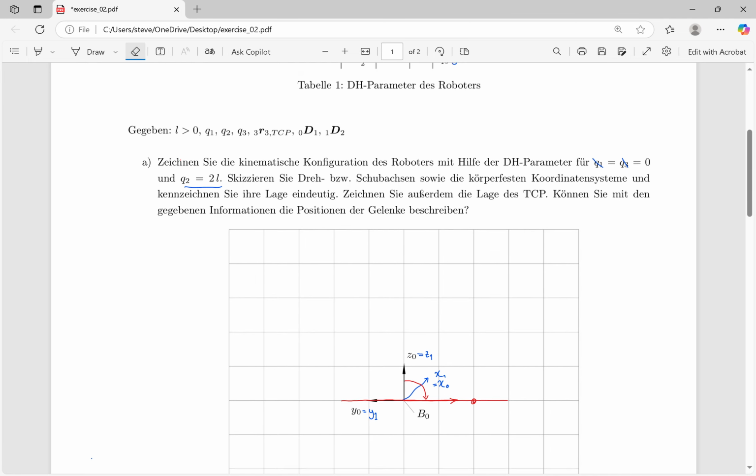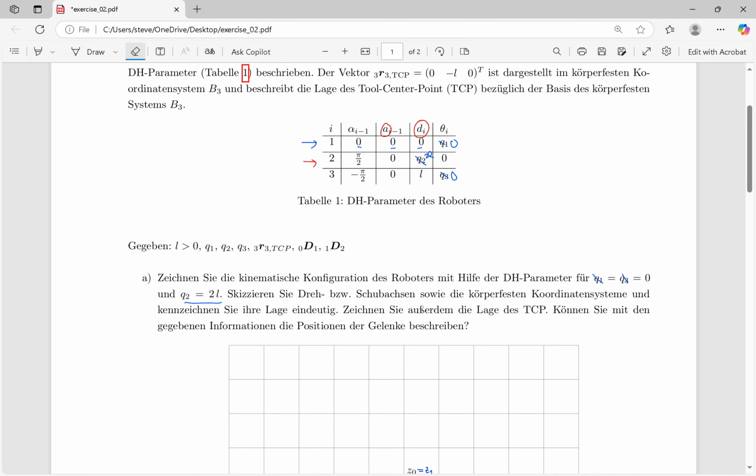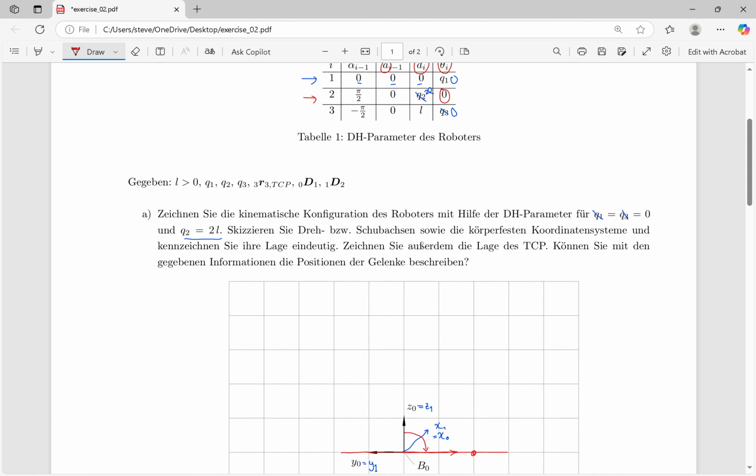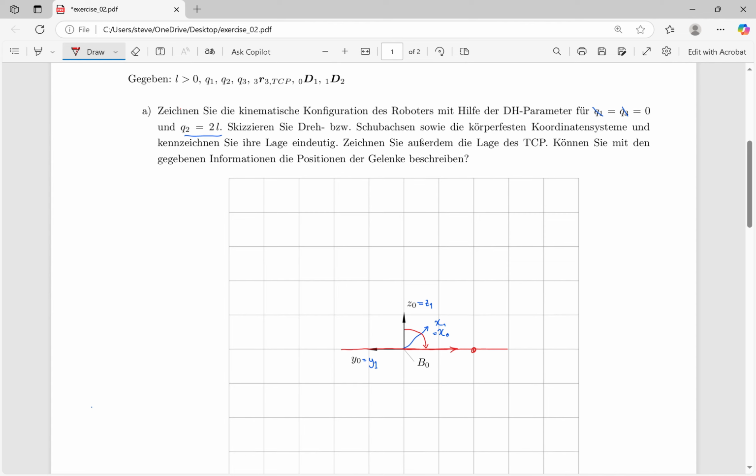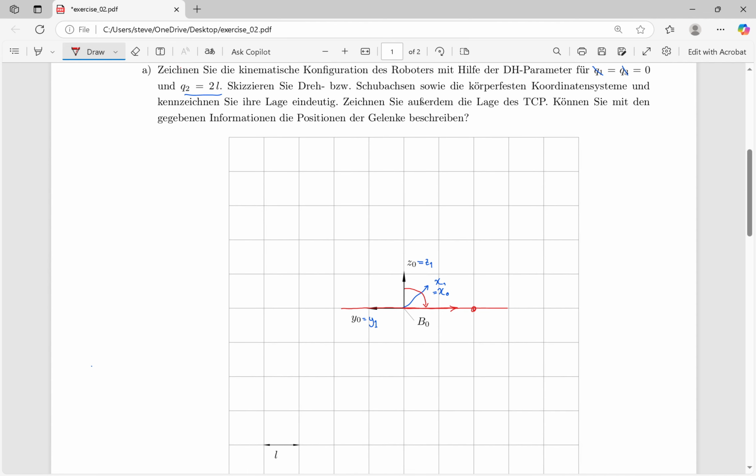So we have to look at the parameter theta i. And theta i in this case is 0. So we know that theta i is the rotation angle between the two x-axes, and since it's 0, x2 and x1 should be perfectly aligned. And that means this is our x2. And this is our z2. And using the right hand rule, we can deduce that y2 is this direction.